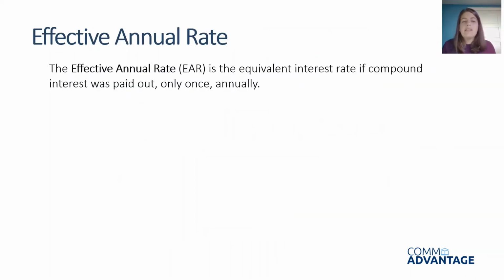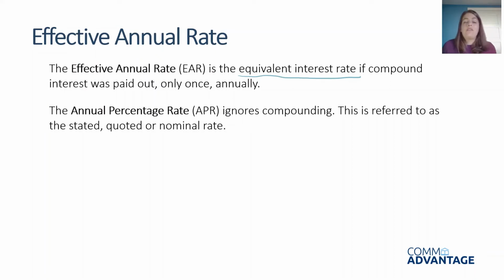And so what this brings us to the idea of is the effective annual rate. So the effective annual rate, the EAR, is us talking about the interest rate, but it's the equivalent interest rate if compound interest was paid out only once annually. Versus the annual percentage rate, it ignores compounding. It's just telling us what that percentage rate is per year. And that's why we had to divide it out in order to do our calculation there. So this can be called the stated, quoted, nominal rate. It can be the market return. There's lots of different ways that it can be described. And lots of times we have to convert between the two of these.